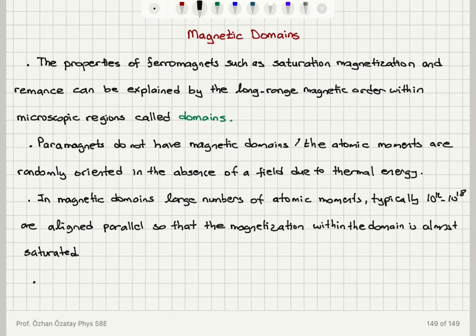And if you look at the alignment of the moments from one domain to the other, we see that this alignment is determined by certain crystallographic axes, or there can be other sources of anisotropy. And the axis on which these moments are aligned we call the easy axis.